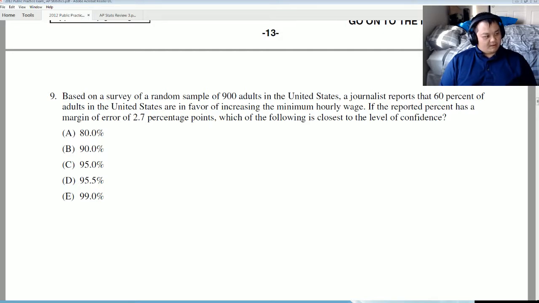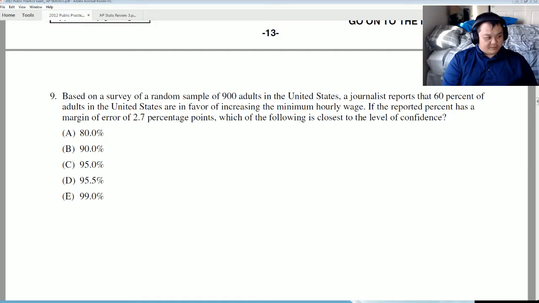What are you calculating? Finding the standard deviation. It's the square root of 0.6 times 0.4 over 900. Okay, right? And this z-score times the standard deviation equals 0.027. Oh, that's why. Um, is it 90%?